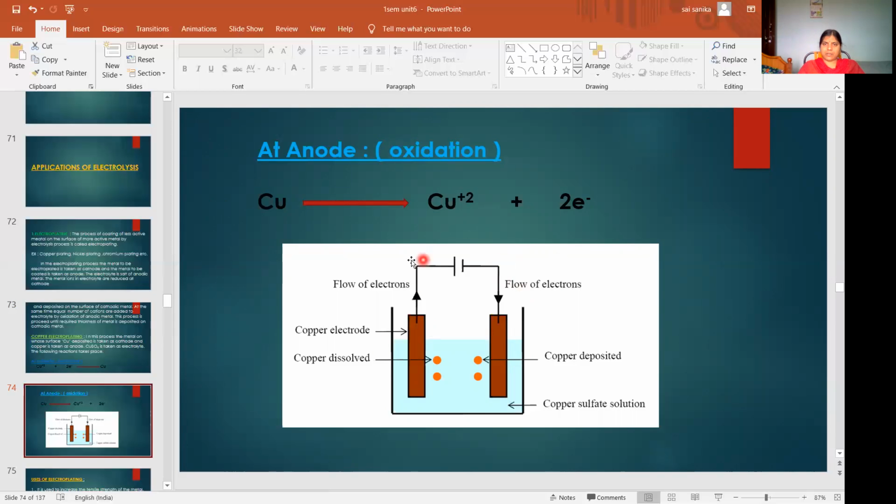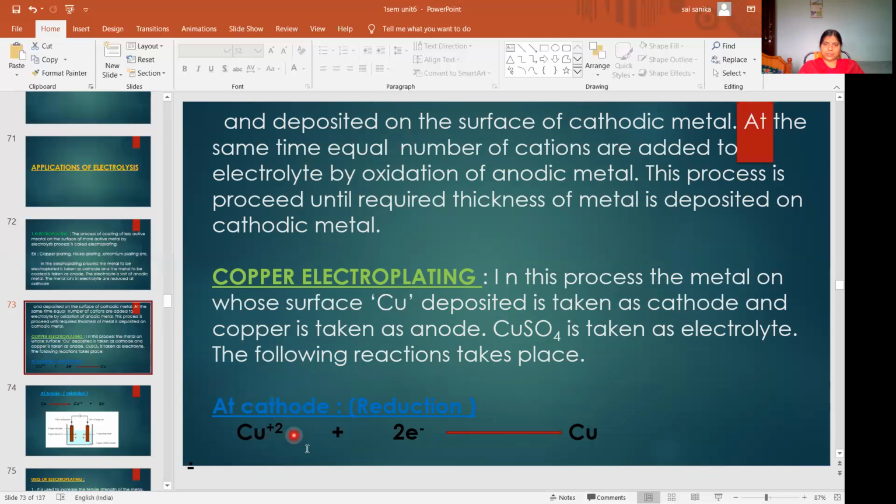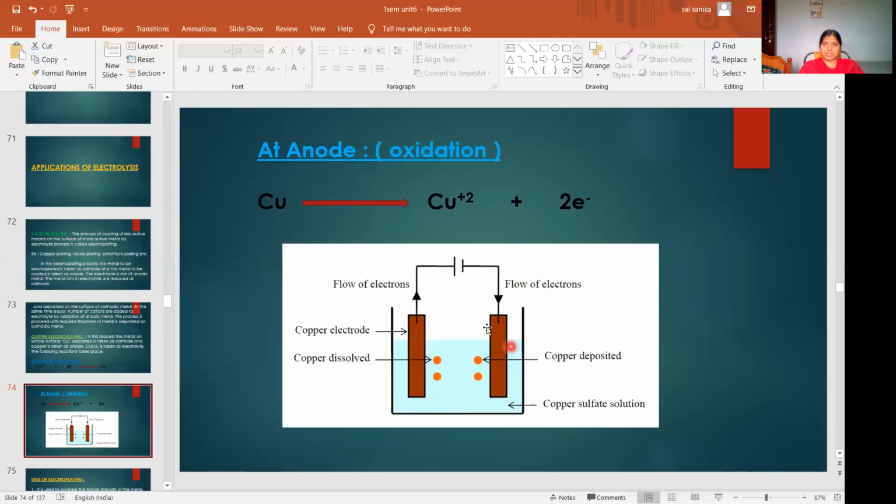After connecting, electricity passes into the solution. At the anode, oxidation takes place, meaning this copper rod itself undergoes oxidation: Cu gives Cu2+ plus 2 electrons. These Cu2+ ions go into the solution. The Cu2+ ions already present in the solution and the Cu2+ ions coming from this rod move to the cathode, and there they undergo reduction by this equation: Cu2+ plus 2 electrons forms copper metal. The copper metal formed deposits on this cathode.